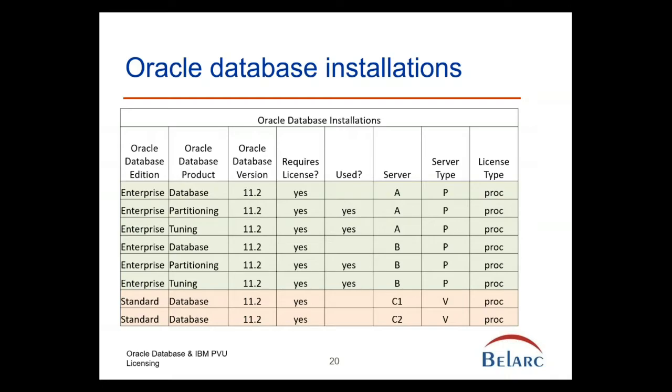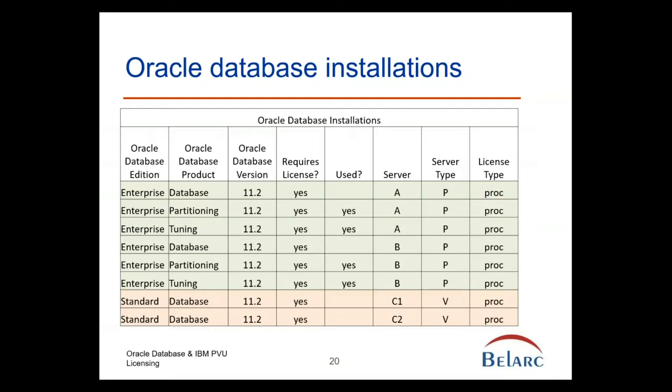This table shows the information that you want to collect in a simplified form. You'll gather more details than this, but these are the essential points, and this is a good way to organize it. On the left-hand side, we have 3 columns which identify the database product, edition, and version. The next column identifies whether it requires a license or not. The main reason for not requiring a license is that it's a failover installation, or perhaps it's bundled or developer.